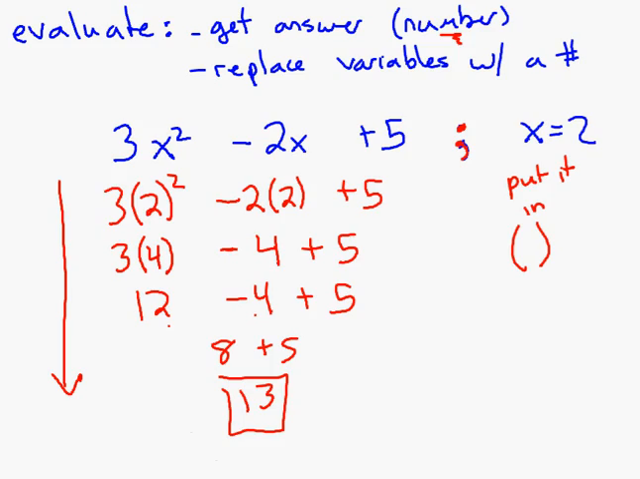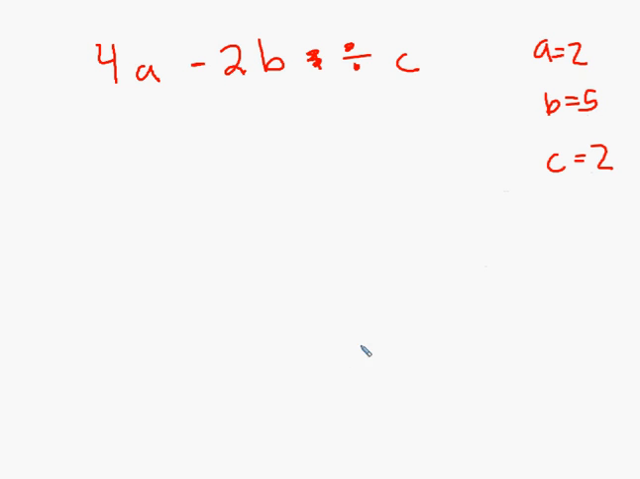Okay, I'll go ahead and go on. We'll have several examples of this. Let's say I have 4a minus 2b, divided by c. And maybe I tell you a is 2, and b is 5, and c is also 2. So I have a lot of things to replace here, don't I? But just because I have multiples of them, that doesn't change anything.